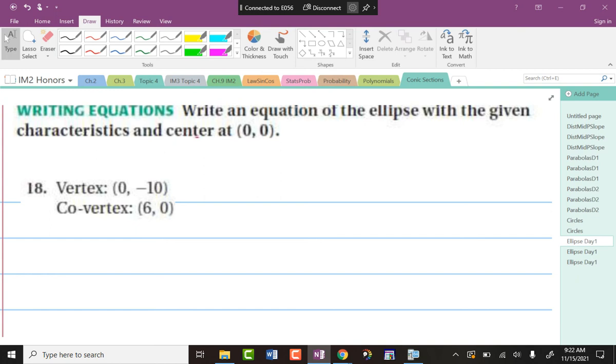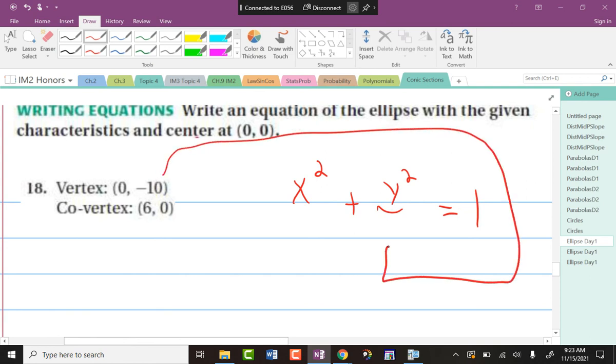Vertex is 0, negative 10. That means 0, down 10. I'm not graphing it though, we're running out of time. So what you have here is x squared plus y squared equals 1, where the y-axis radius is bigger than the x-axis radius.